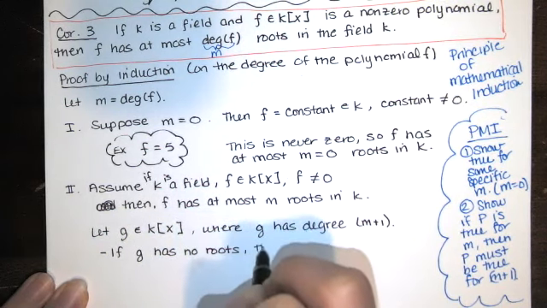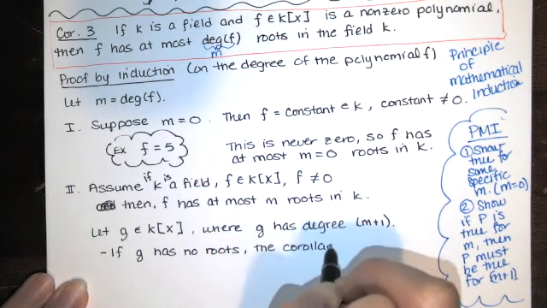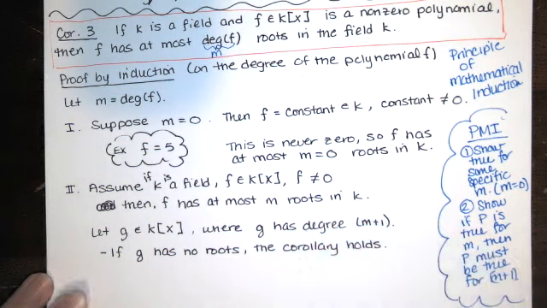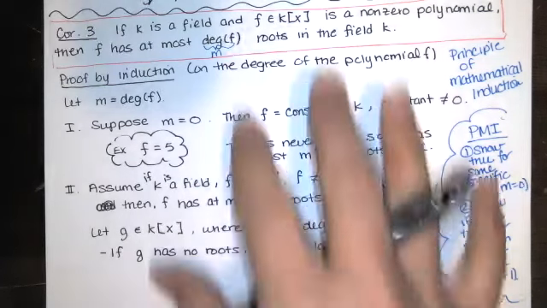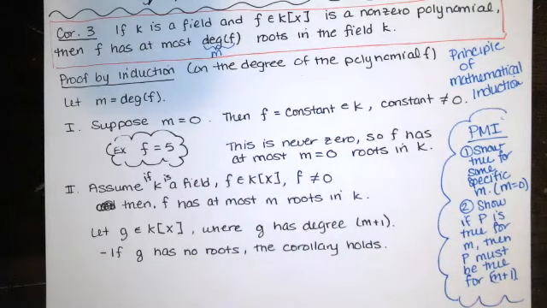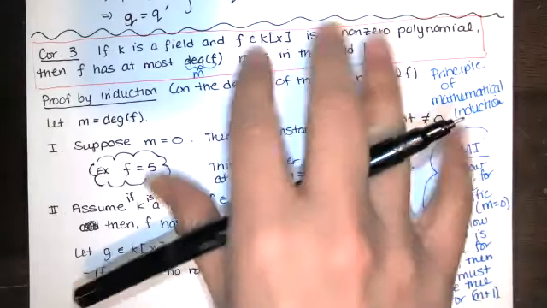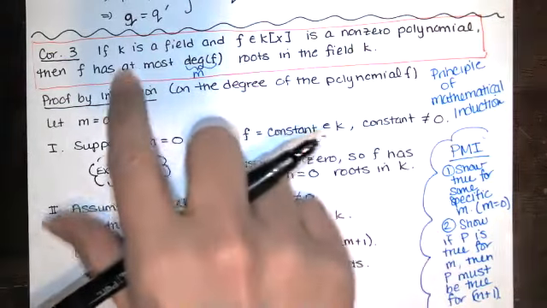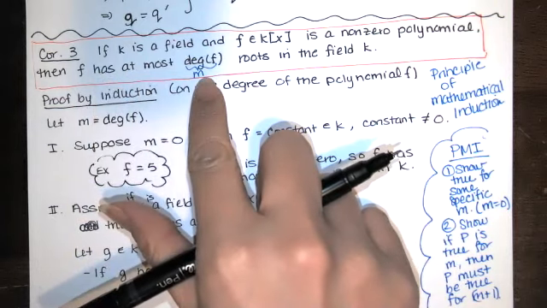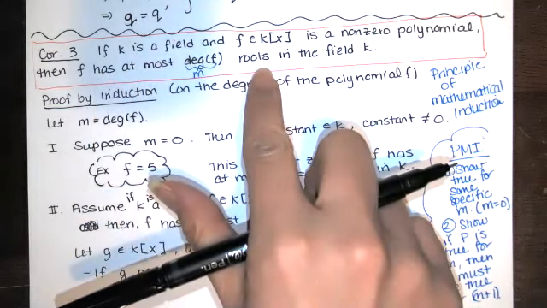Now, some students may not be familiar with this terminology. We talk about zeros of polynomials. Those are x values, if we're talking about polynomials of one variable, that cause the y value of that polynomial to be 0. Zeros of a polynomial and roots of a polynomial are all the same thing. So this is saying that if we're talking about a polynomial with coefficients in the field k, it has at most degree f roots in the field k.